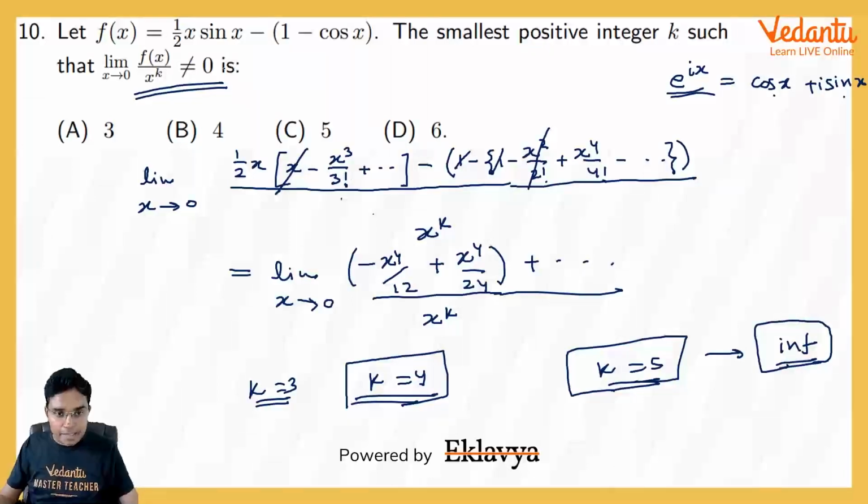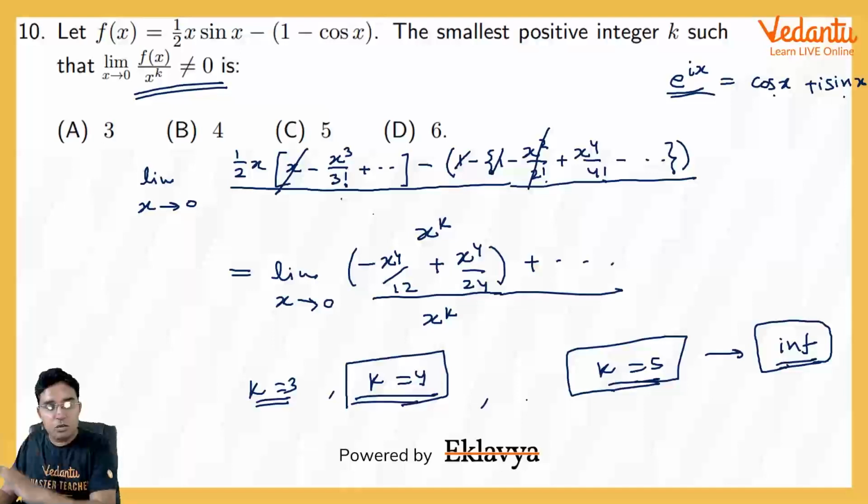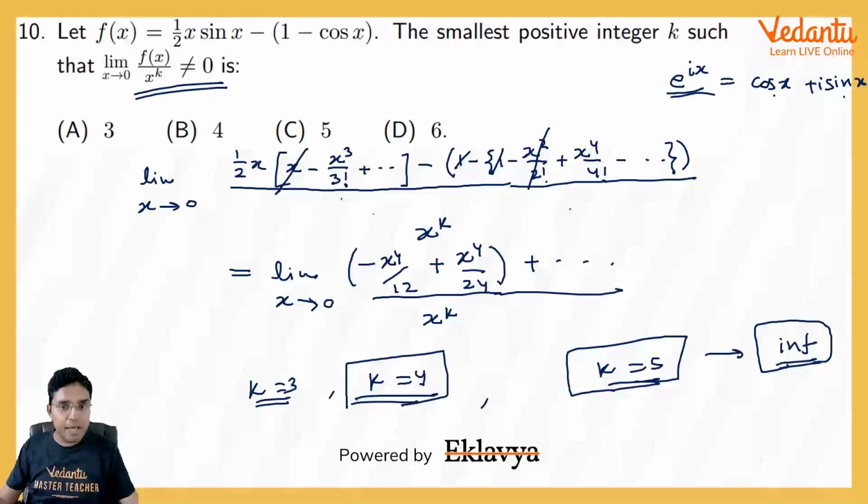But in that sense, what they are asking, limit not equal to 0, this k will be 4, 5 and so on. For k being 3, 2, 1, it will be 0. For k 4, 5 and so on, it will be non-zero. So smallest positive integer k has to be 4. Answer is B for this question. Easy question. This question you can do by L'Hospital rule also, but I think use of expansion is much easier than anything else.